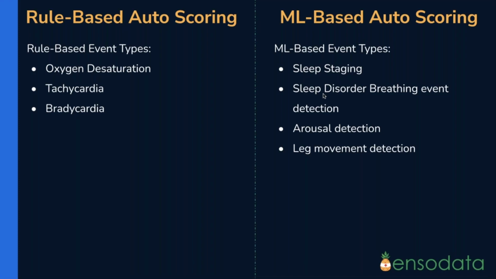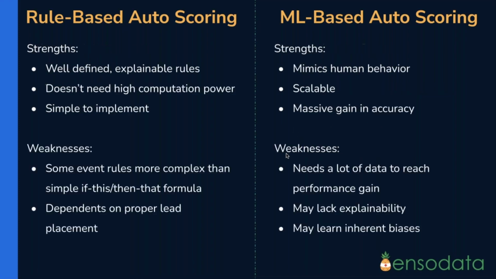Machine learning-based scoring is more useful for the more complex event types like sleep staging, sleep disordered breathing events like apneas and hypopneas, arousal detection, and leg movements. Basically, a machine learning model takes in a window of EEG signal and outputs the associated sleep stage. Now, a few strengths and weaknesses of each approach.